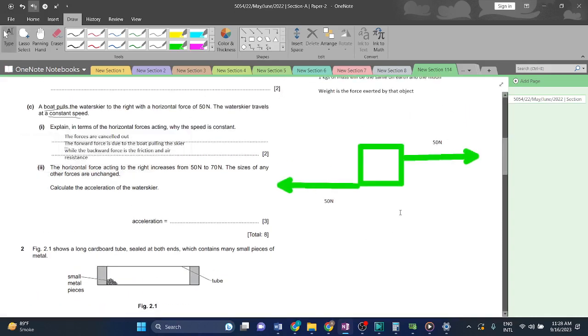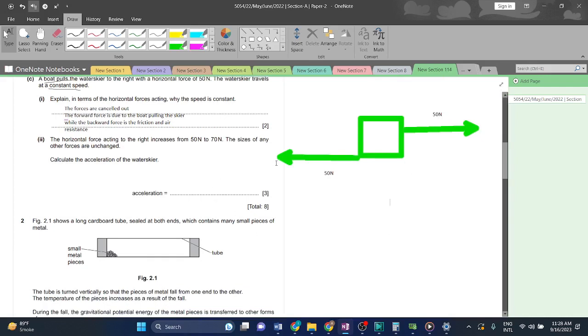So you can write that as well. If you have to write a shorter answer, you can write the forces are balanced. 50 newtons of force is balanced by the friction and the air resistance. So yeah, that is a smaller answer.